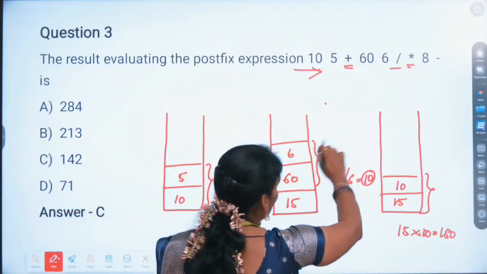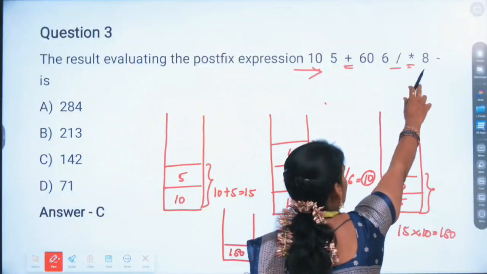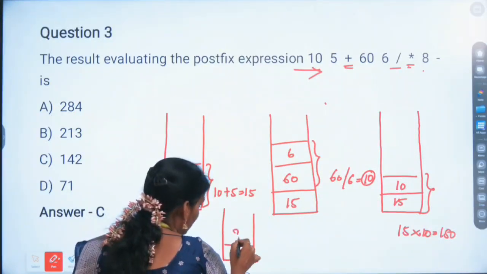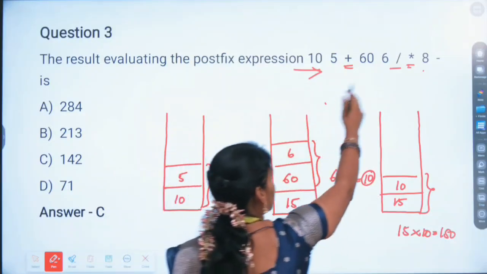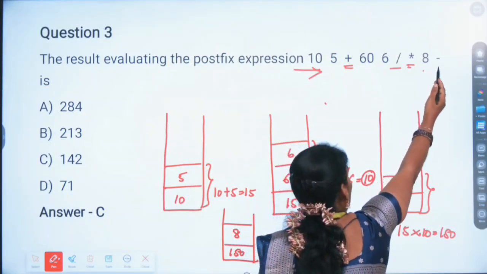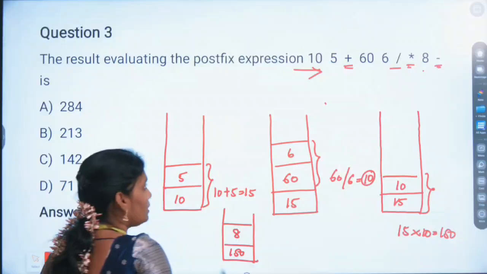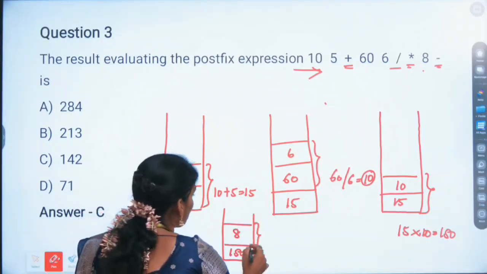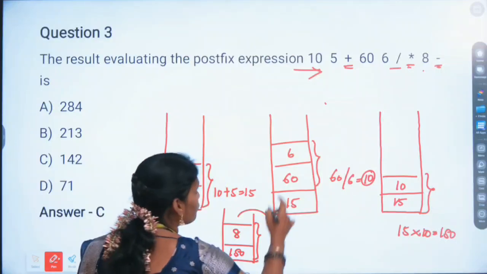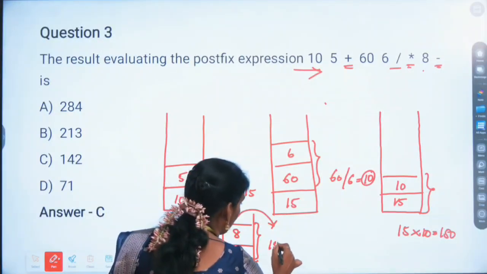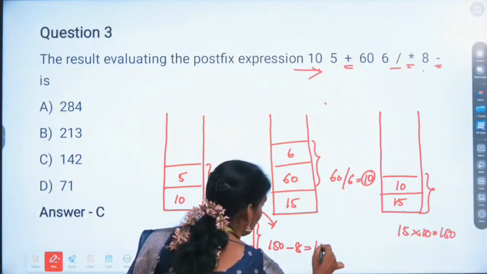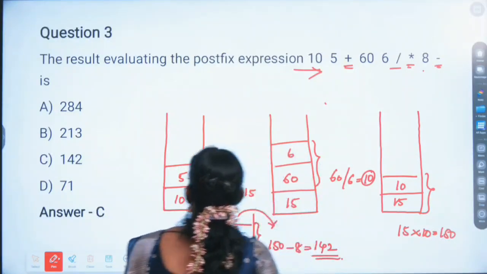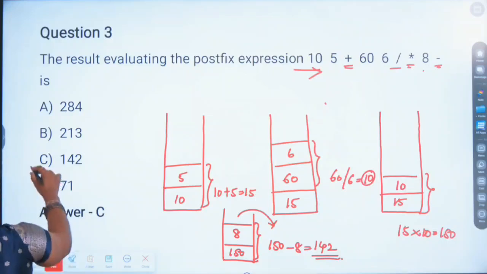Then again scan the expression. The next symbol is an operand. If it is an operand, you need to push it onto the stack. Then again scan the expression. Then we have an operator. If the symbol is an operator, we need to pop the topmost two elements from the stack and perform the operation. That is 150 minus 8, which is equal to 142. So this is your final answer, 142.